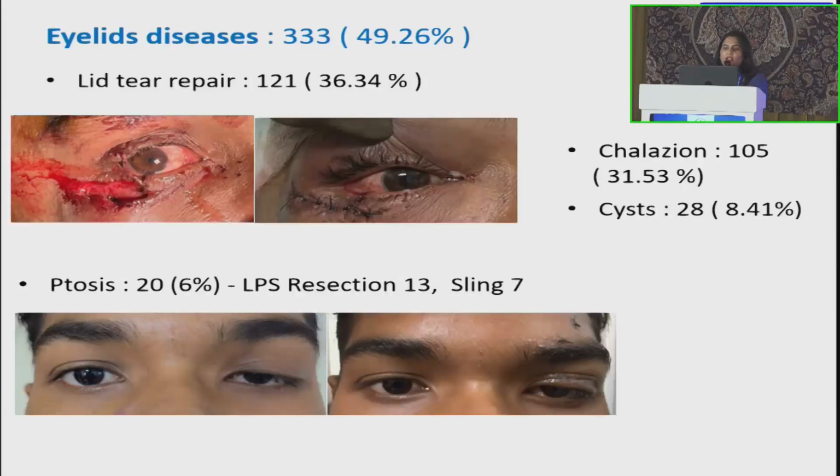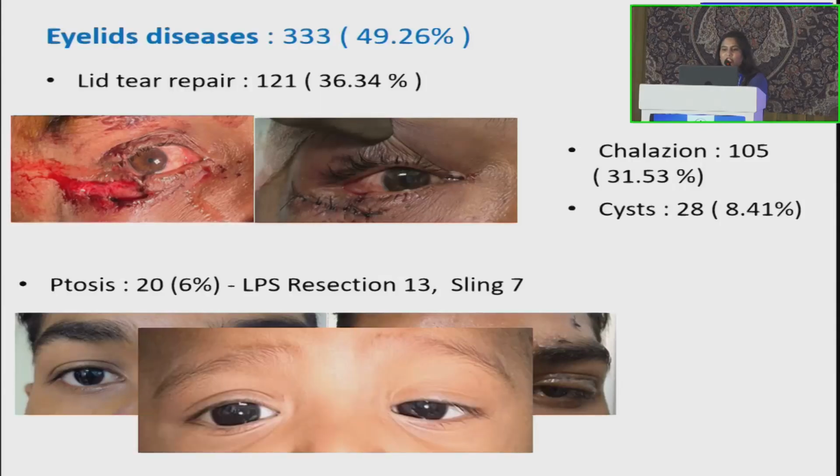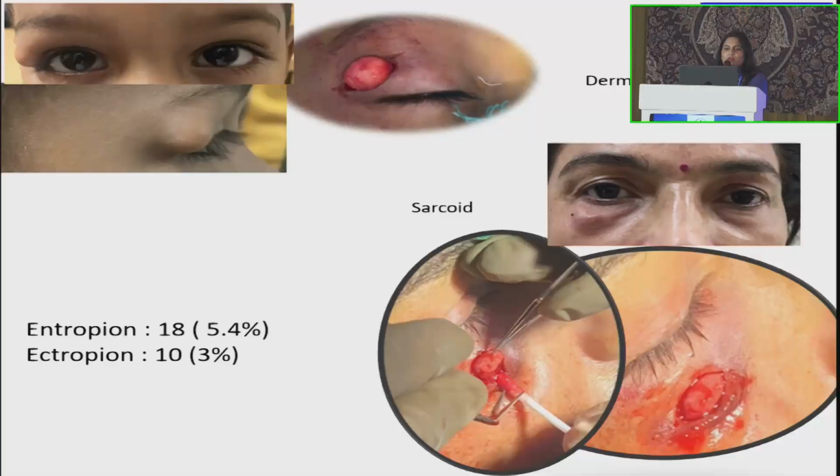A total of 105 chalazion surgeries were done. Cysts were removed in around 28. Ptosis surgeries were done in 20 patients, 13 with LPS resection and 7 with the sling. We were also able to do congenital ptosis repair. There were also cases of dermoid and sarcoid in the lid, followed by entropion surgeries, that is 18%.